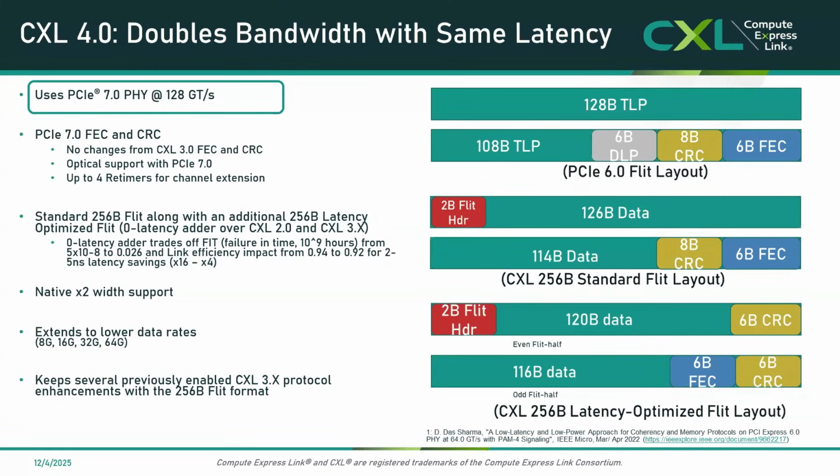The last one, the third picture, is a latency optimized flit layout. And you will see that same 2 byte header, and the same 6 byte FEC in a different location, but same concept. But instead of one 8 byte CRC, we have two 6 byte CRCs. Fundamentally, each CRC protects a flit half. So the first 128 bytes, the even flit half, is protected by the first 6 byte CRC. Then the next, odd half is protected by the second 6 byte CRC.